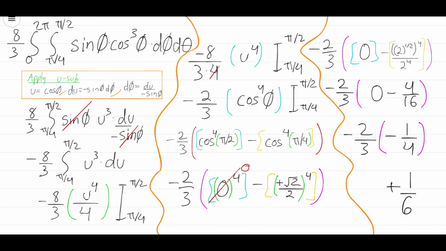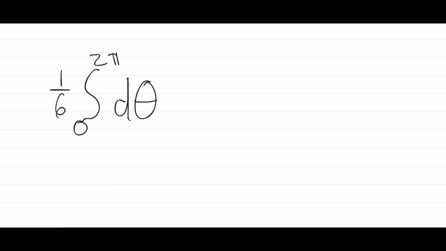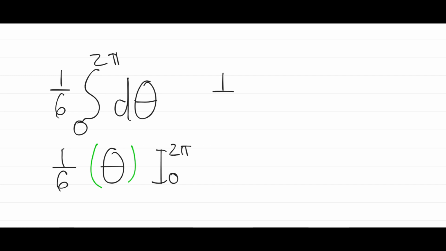So now we're going to integrate with respect to theta. The last problem had a lot of arithmetic. So now we have 1 over 6, from 0 to 2 pi, d theta, and we're going to integrate with respect to theta. So it's 1 over 6, and the integral of d theta is just theta, bounded from 0 to 2 pi. And 1 over 6 times 2 pi minus 0.